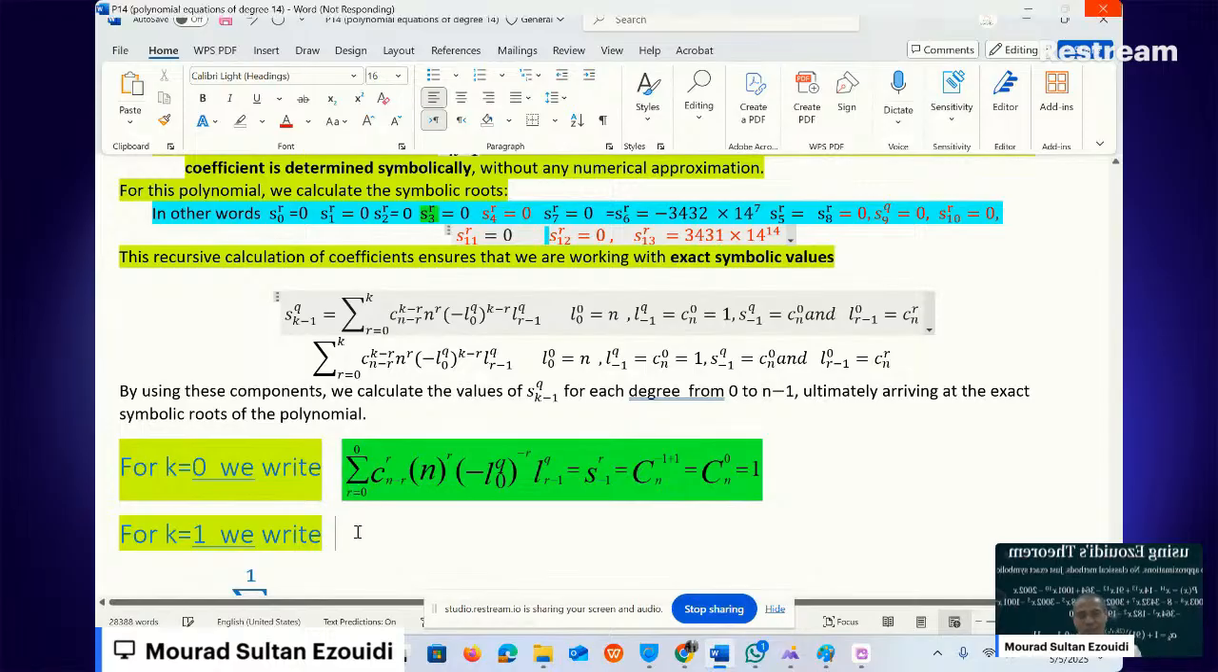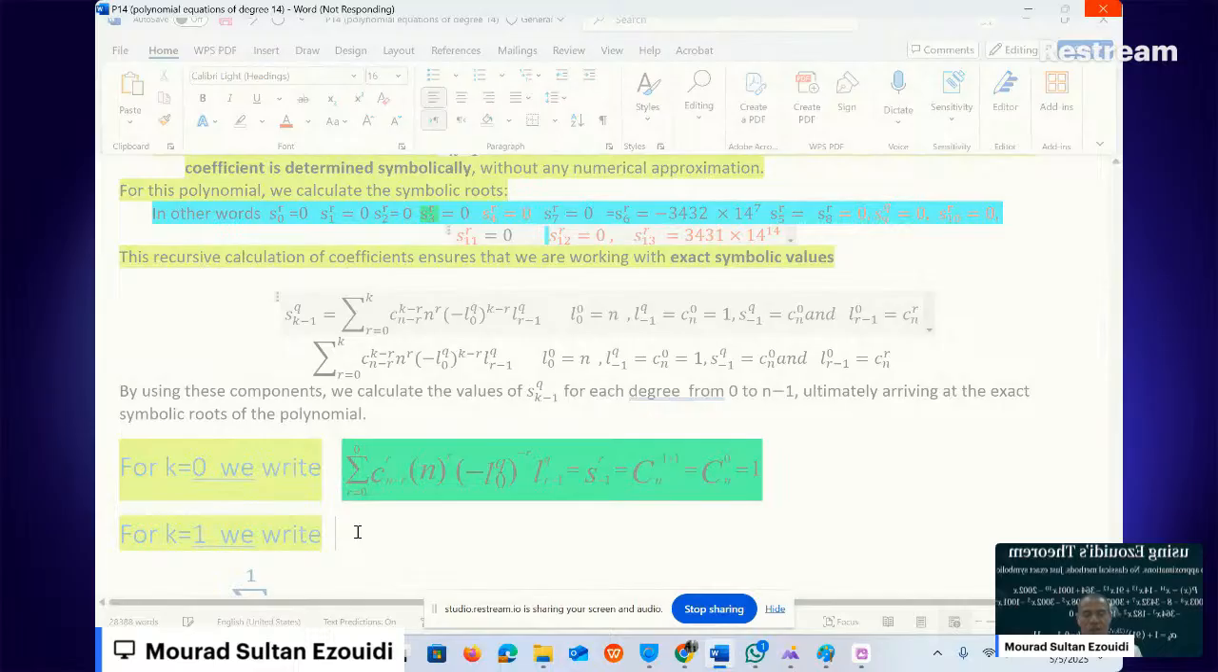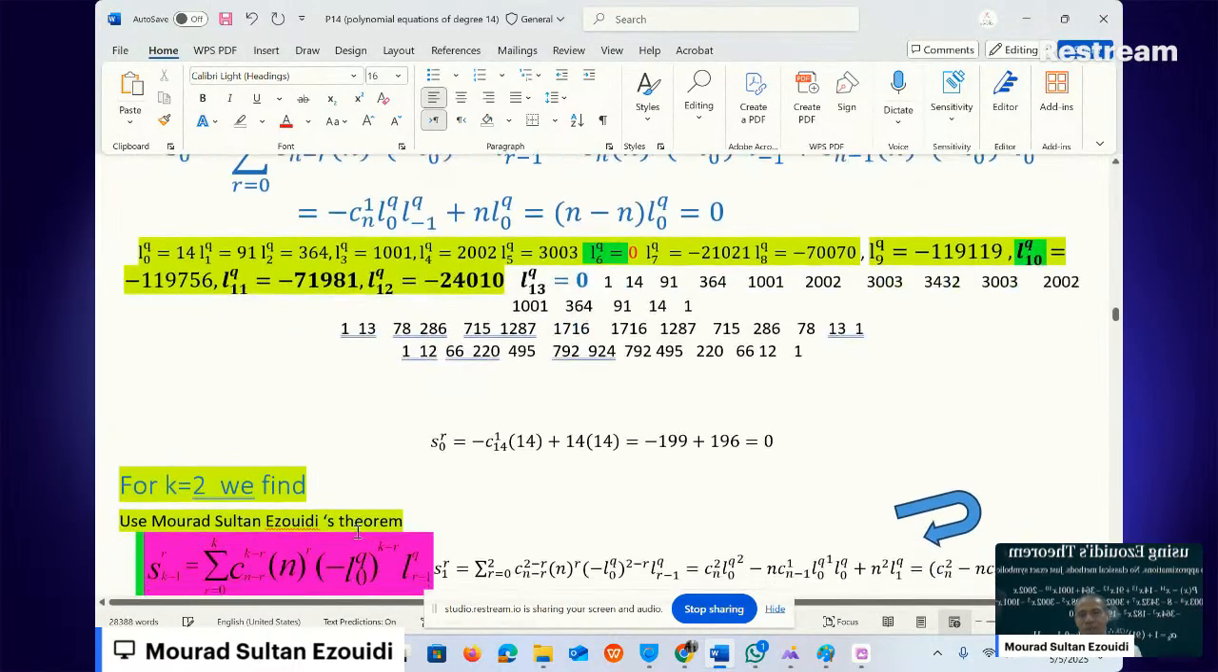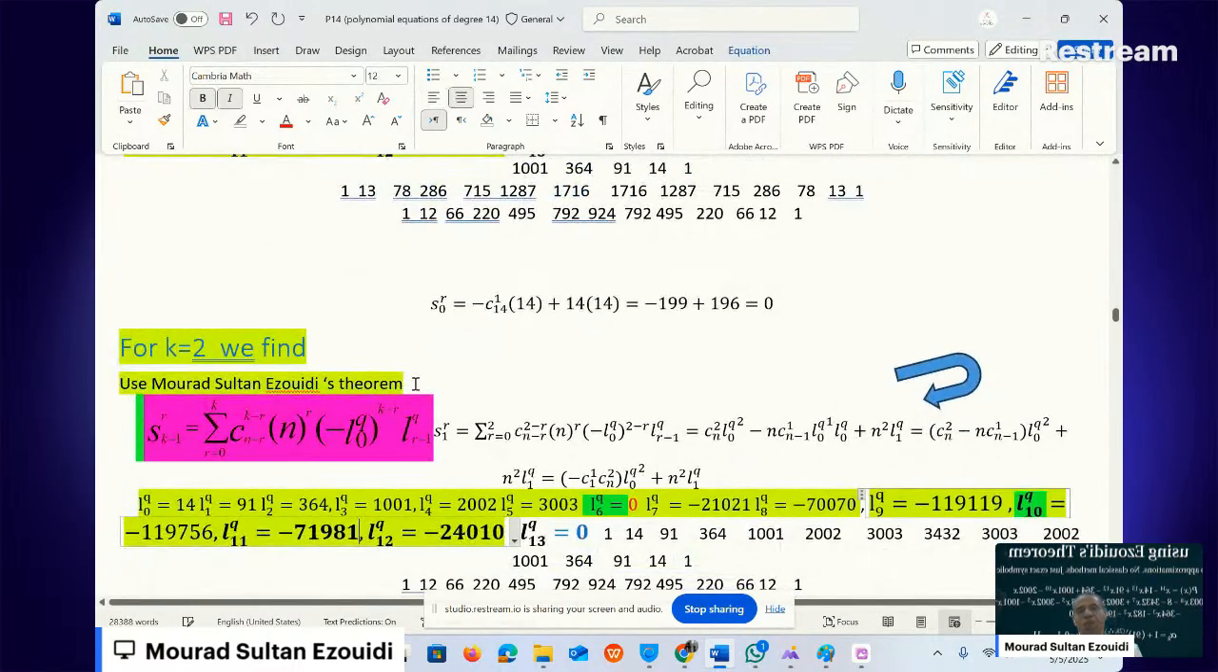We proceed here to obtain the value of S0, just put k equals 1 in the discrete formula in the theorem, and you obtain that S0 here is going to be negative 14 choose 1, which is 14 times 14, negative 196. Plus 14 times 14 is 196. So this one is going to be equal to.